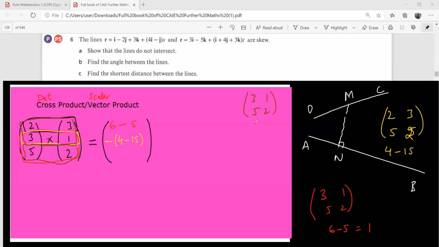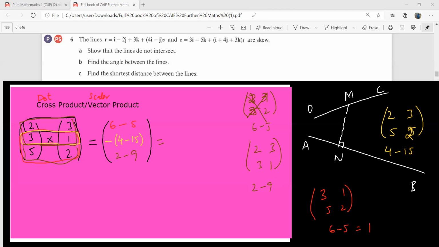Okay. So this is going to be 6 minus 5. Oh, sorry, I just mixed it up. Let me write this again. This is 2, 3, 3, 1. So that is going to be 2 ones are 2 minus 9. So this is 2 minus 9.